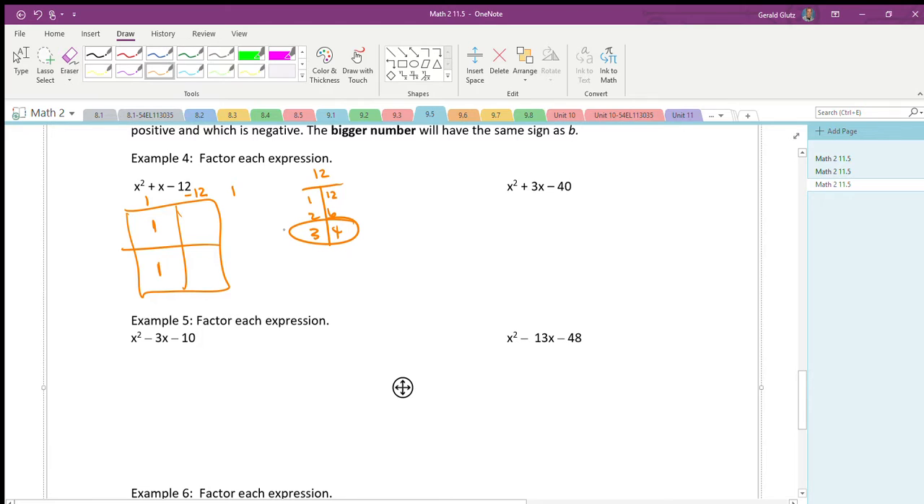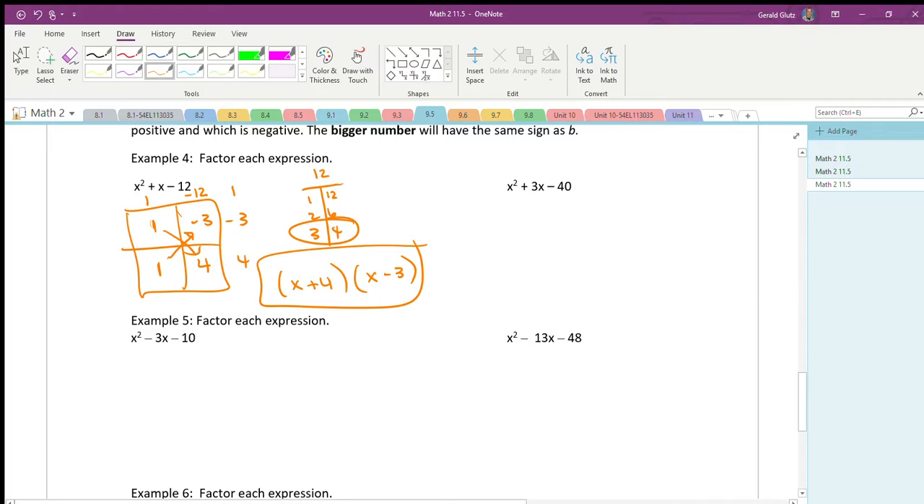So we want the answer, when I add them together, to be positive 1. So I'm going to make 3 the negative and 4 the positive, because if I add those two together, I get positive 1. That means our answer is inside here. 1 times x plus 4, 1 times x minus 3. That's our answer. Notice that the signs are different when this is a negative sign right here.